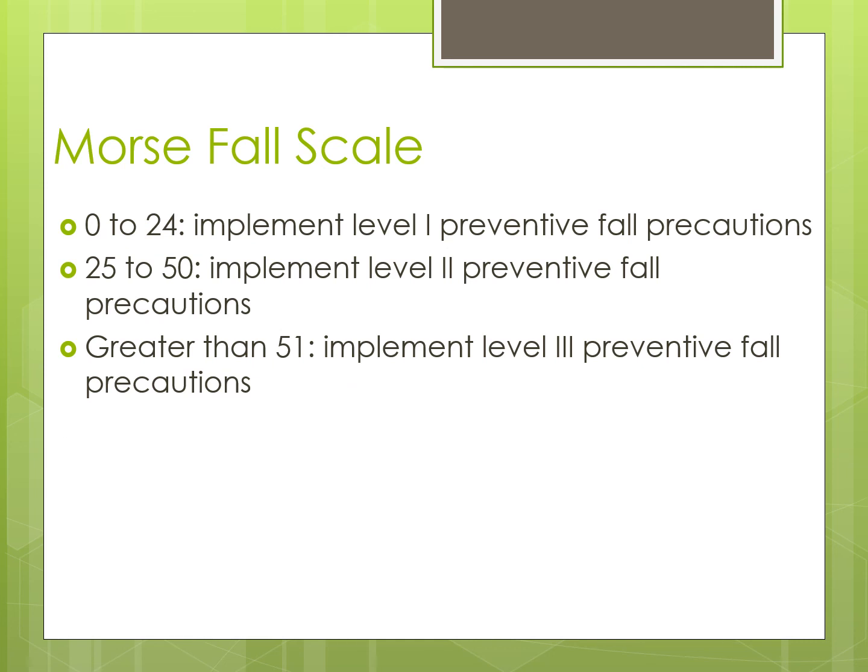So these are the outcomes. If they score between 0 and 24, you put them on a level 1 fall precaution, 25 to 50, level 2. Greater than 51, that's the highest, and it's a level 3, and you have other interventions that you put in place, okay?